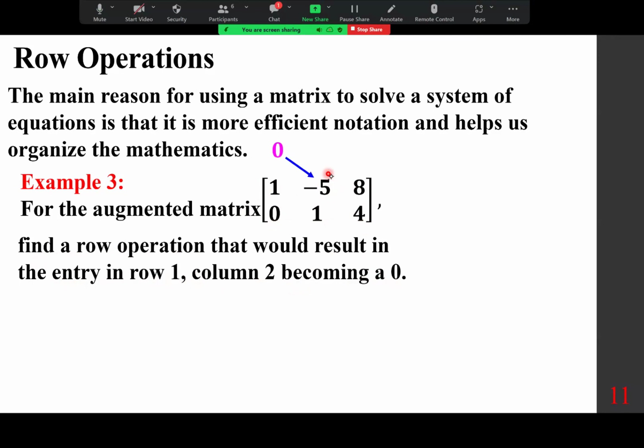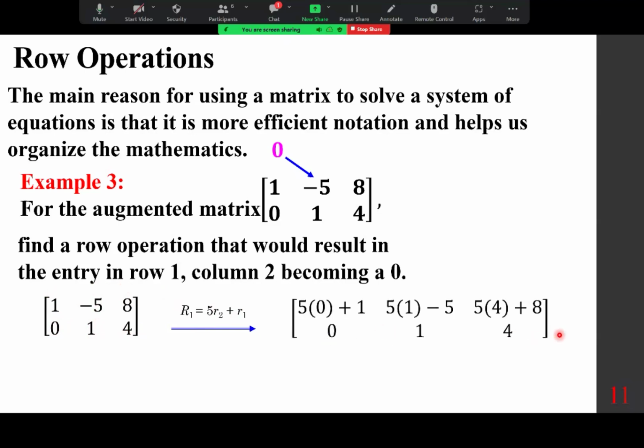So the question is, how do we do that? Well, if I want this to be 0, what can I add to it to make it 0? If I add 5 times this, that means I'm adding 5 times 1 to this, and I make it 0. So multiply the second row by 5 and add it to that. So we're going to write R1, that means the new R1, will be 5 times R2 plus R1. So 5 times 0 plus 1, this one 5 times 1 and -5, this is 5 times 4 plus 8.